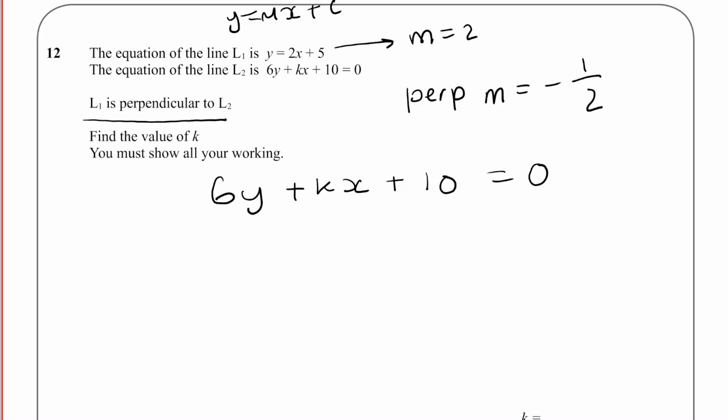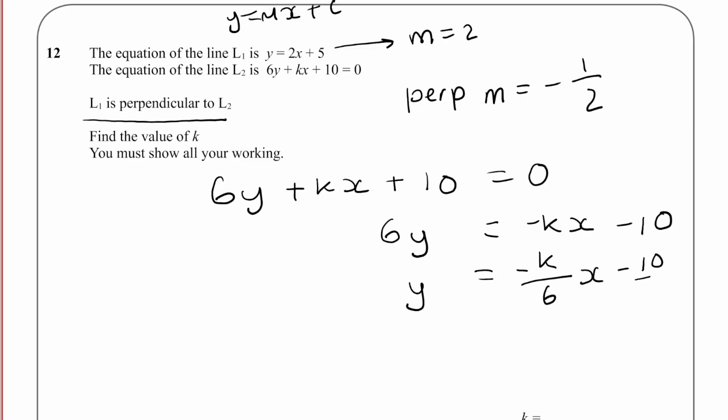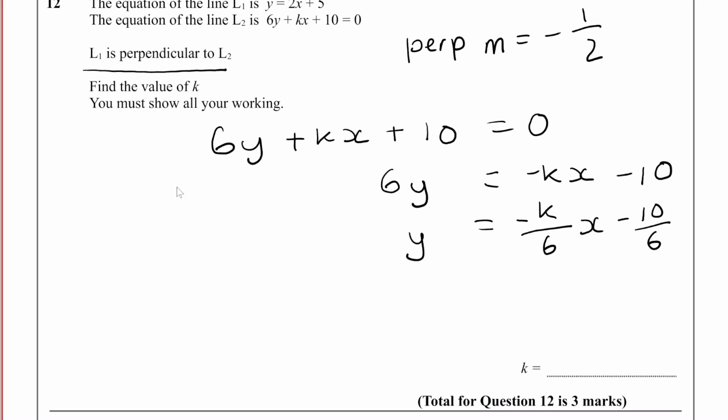So let's take away kx from both sides and take away 10, and then divide everything by 6. And see what we've got. So the gradient is minus k over 6, and it has to equal minus a half. So k will be 3.